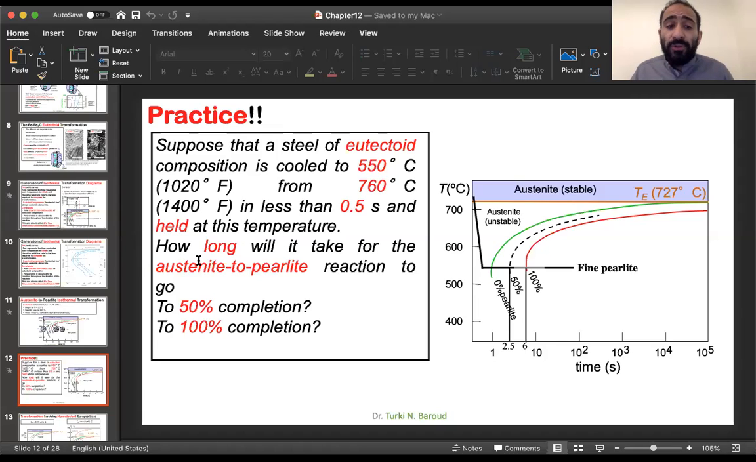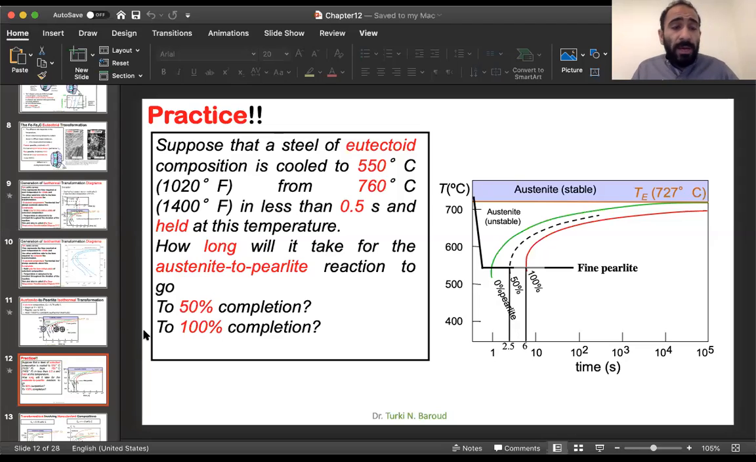How long will it take for the austenite-to-pearlite reaction to go to 50% completion? How much time at this temperature, 550, do we need in order to have 50% completion? If you go ahead to the dashed line and go down, you need 2.5 seconds. But how much time do I need to have 100% completion of this step? You continue until you hit the red curve. That means you need around 6 seconds, in order to have full transformation of gamma austenite to fine pearlite.